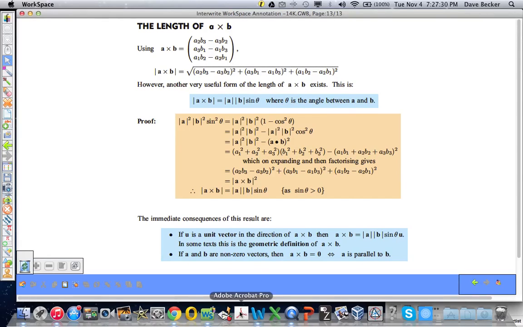And that should look very familiar to the relationship we have with the dot product. And in fact, one way to derive this relationship is using the dot product. But here's another nice little proof that I'm not going to go through. It's very clear. If you really want to know, you can follow it very easily and see this relationship. And the immediate consequences of this result are, if U is a unit vector in the direction of A cross B, right? So let's just think about that.